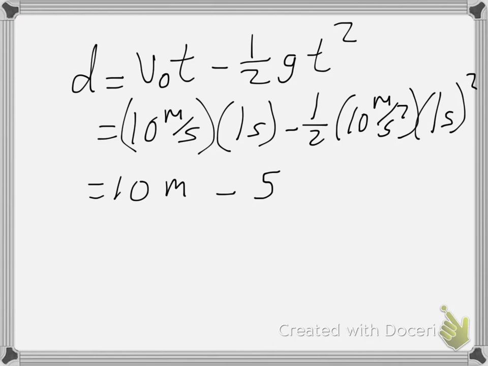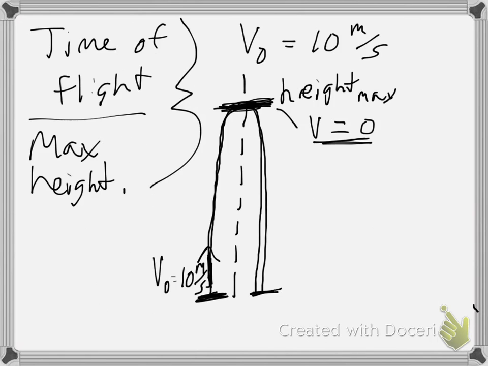And again, our square seconds are going to go away, so it's going to be 5 meters. So after 1 second it will have gone up 5 meters, and that is what our maximum height will be. Okay?